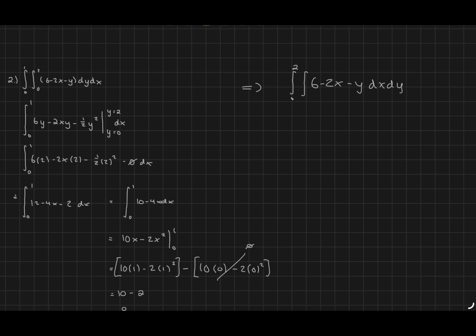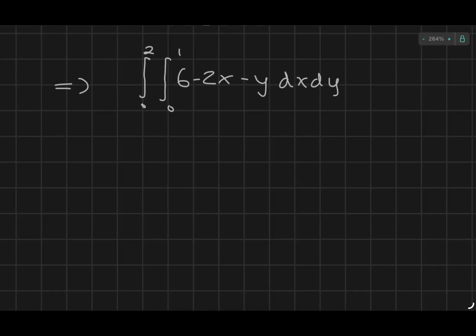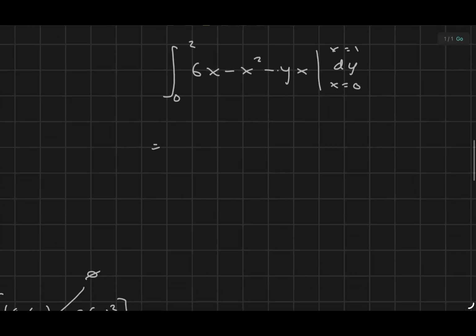I'm going to speed through this one, by the way. And then our outer integral had the bounds of 0 to 1, so we're just going to change our bounds now as well. Integrating in dx, we're going to have 0 to 2 of 6x minus x squared minus yx from x is equal to 0, x is equal to 1 dy. That is going to be from 0 to 2 of 6 minus 1 minus y dy, which is going to be 5 minus y dy.